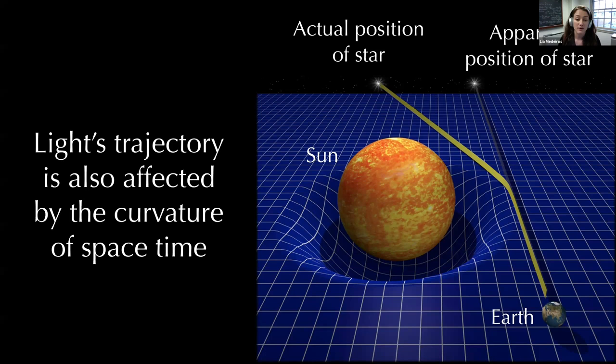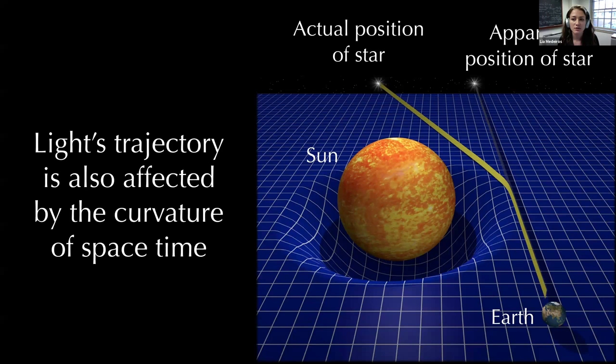And so what that means is that we're going to essentially measure the direction from which the light is coming and then just draw a straight line backwards. And so we're going to think that the light is coming from the location that I've labeled as the apparent position of the star.